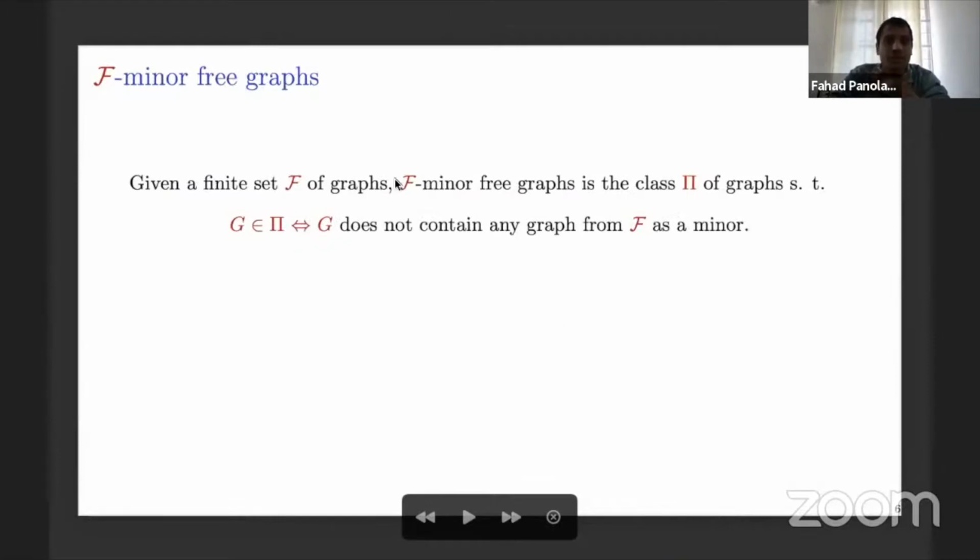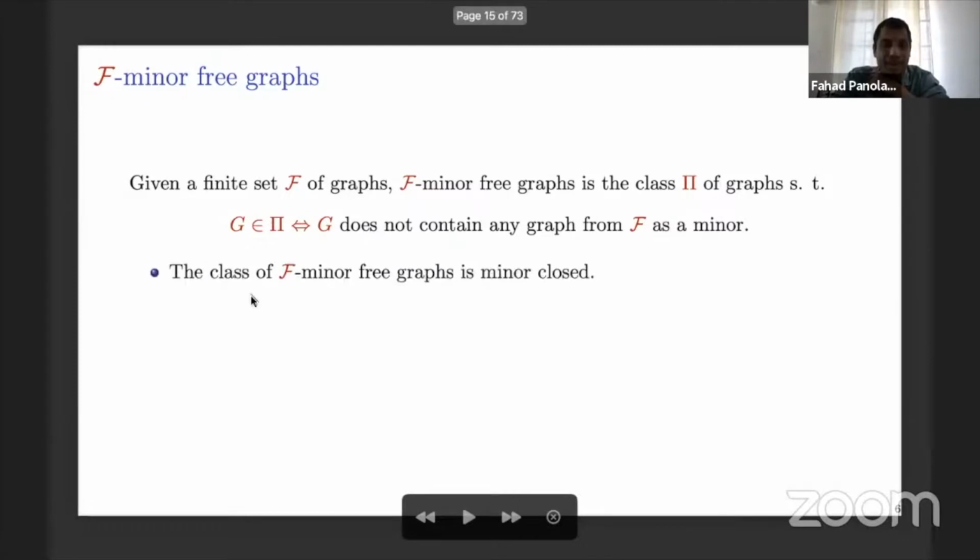Now I want to talk about a graph class which is called F minor free. Given a finite set of graphs F, the F minor free graph class is the class of graphs pi with the following property: G is in pi if and only if G does not contain any graph from F as a minor. So any graph from F is forbidden as a minor in G. Such graph classes are called F minor free graph classes.